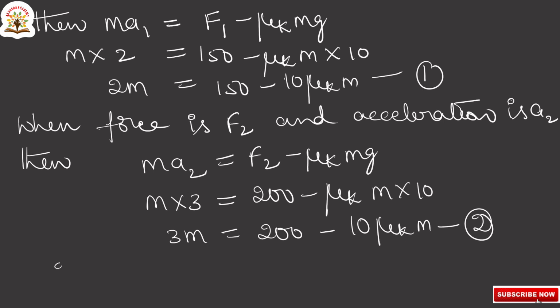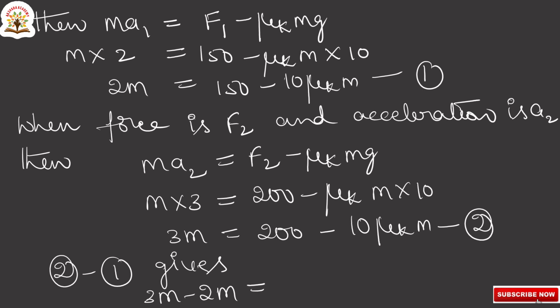Subtracting equation 2 minus 1, we get 3m minus 2m equals 200 minus 150. Here 10 mu k m cancel each other. So 3m minus 2m gives m. m equals 200 minus 150, 50 kilogram. Consider this as equation number 3.